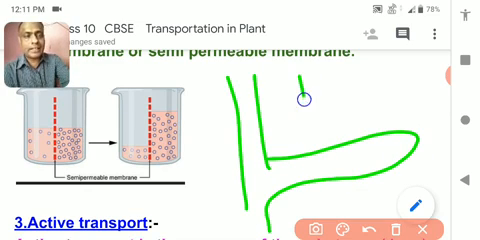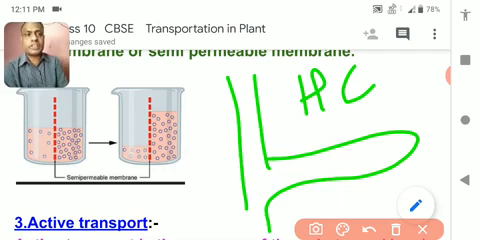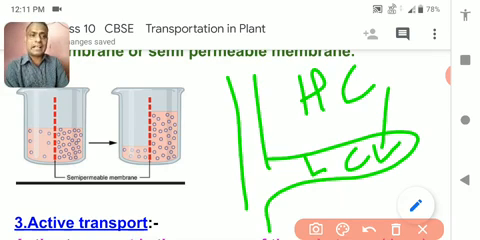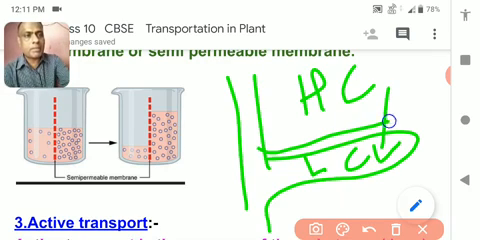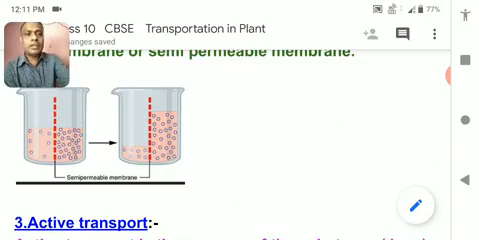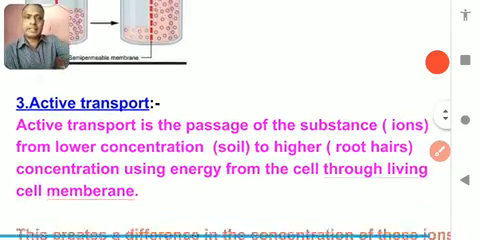Outside, the concentration of water is more than the concentration of water inside the root hair. So water from outside moves inside through a semi-permeable membrane. This is the semi-permeable membrane, that is the cell membrane. So it is the process by which water moves from soil into the root hair. Understood?